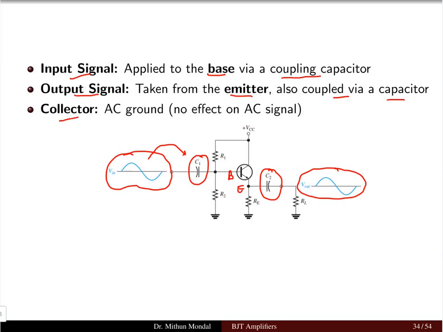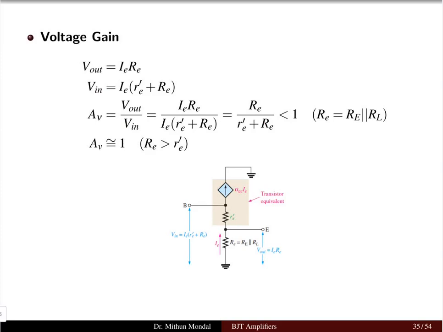The collector is at AC ground. So we can see here the collector terminal, which is at AC ground and has no effect on the AC signal. If we calculate the voltage gain of the common collector amplifier, the voltage gain is the ratio of output voltage to input voltage. So we need to calculate the output voltage and input voltage of the common collector amplifier.